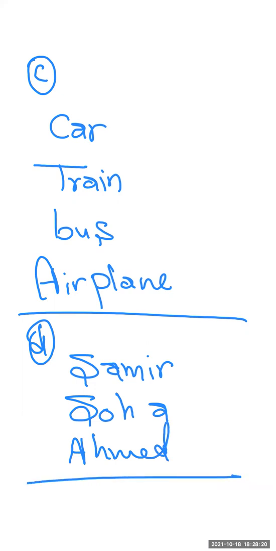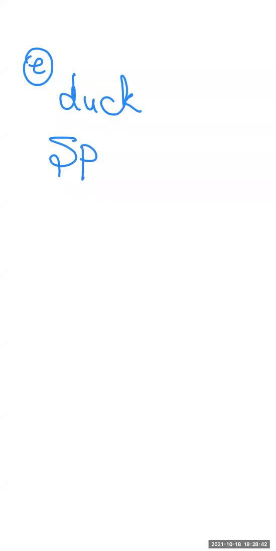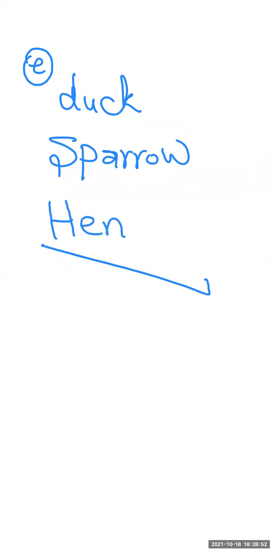What about the next one? Letter E. Set of birds. The first one, a bird: duck. Okay, the second one, a bird. That one, guys, it's a bird, but this one in Arabic is a sparrow. Okay, and the third one is a chicken or hen.